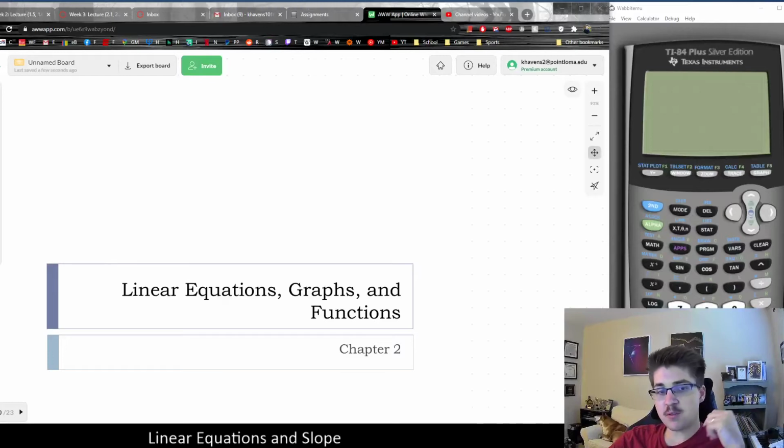In Chapter 2, we're going to be reviewing concepts such as linear equations, graphing using the Cartesian coordinate system, things like slope, perpendicular and parallel lines, all that good stuff. And then we're going to use all that to transition into functions, some basic properties, as well as focusing on some applications.